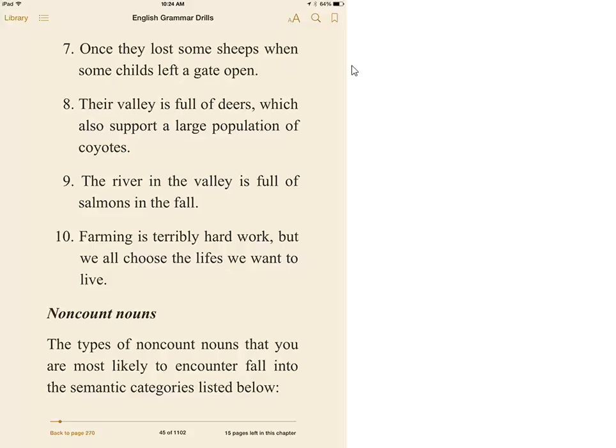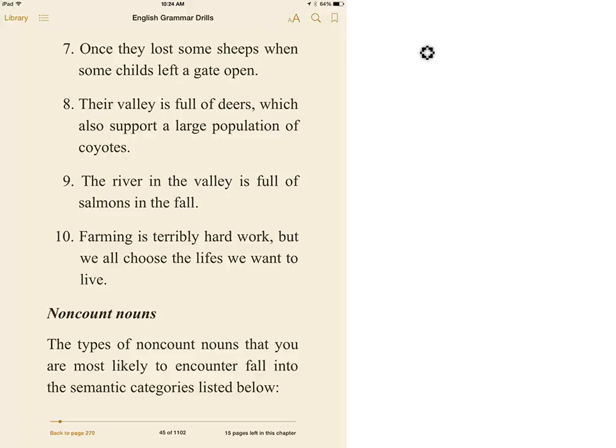Okay, we've been talking about nouns, we've been studying nouns, and we've been studying how to pluralize nouns. But all the nouns we've talked about so far have been count nouns, which means that you can count them. You can see them, you can touch them. Now we're going to talk about non-count nouns, and non-count nouns are ones that you cannot pluralize or use with number words.